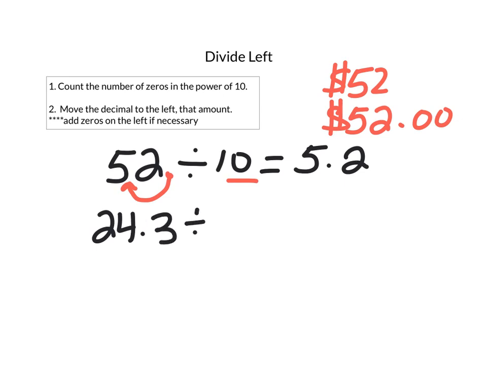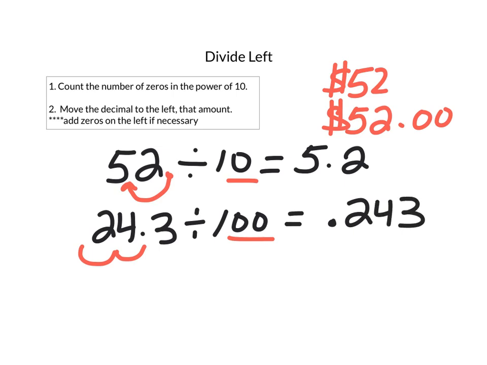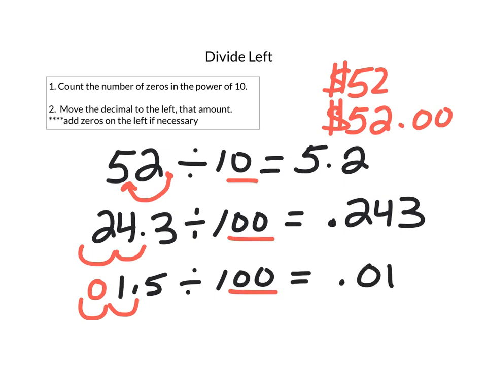Let's look at 24.3 divided by 100. I have 2 zeros, so that means I need to move 2 places to the left. 1, 2, and my answer becomes 0.243. One last one. Let's do 1.5 divided by 100. Again, 2 places to the left. 1, 2. So I have to add my 0 there, and my answer becomes 0.015.